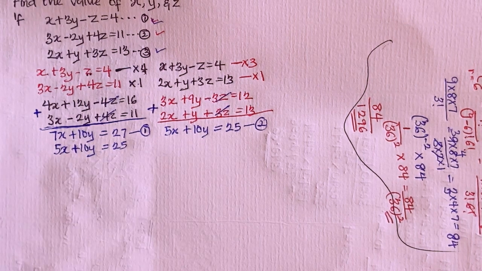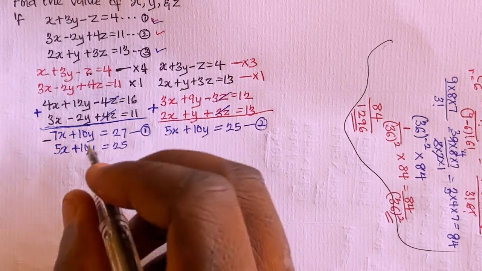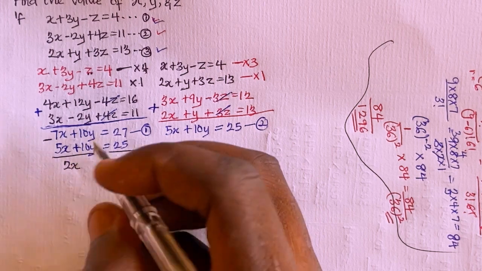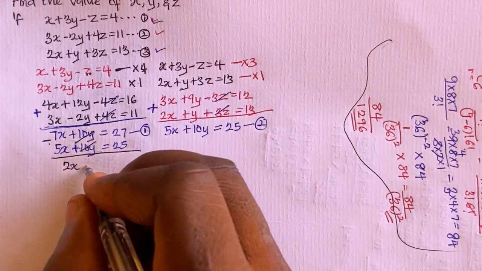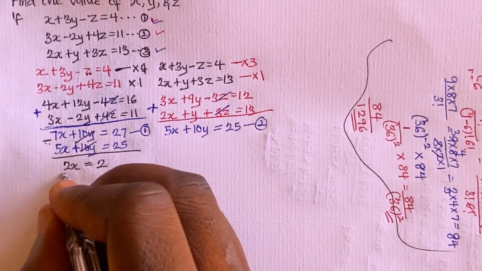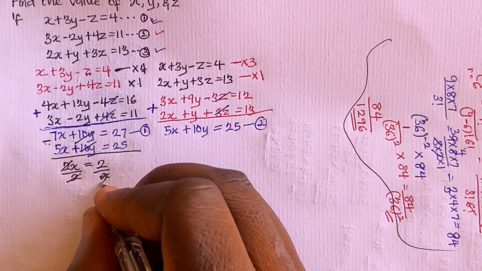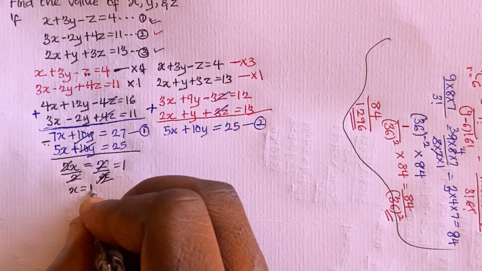So you can choose to subtract in order to eliminate y and get the value of x. Subtracting, I have 2x, then 10y minus 10y cancels out, equals 27 minus 25, that's 2. So you can divide by 2. Therefore, x is 1. So x equals 1 in this case.